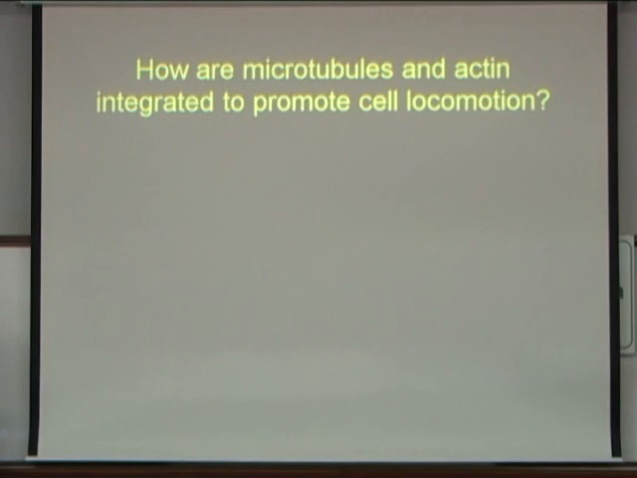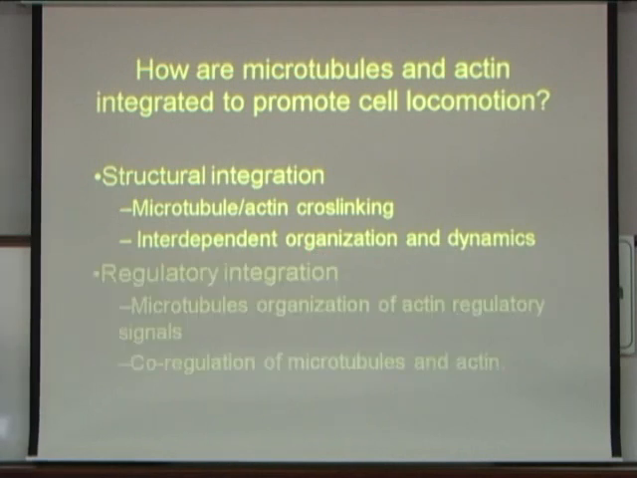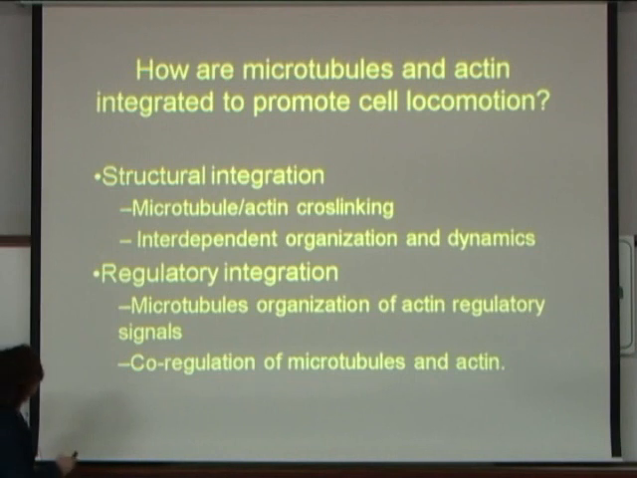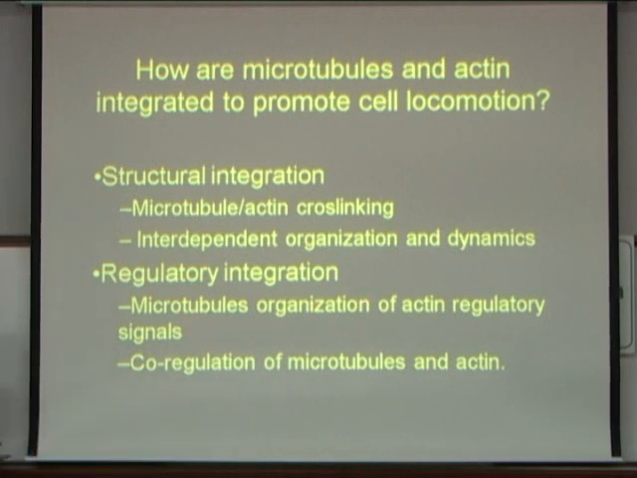So how are the microtubule cytoskeleton and the actin cytoskeleton integrated to promote directed cell migration? And we have two hypotheses for how they could interact with the actin. One is they could stick to them. They could have a structural interaction. Microtubules and actin could be stuck to each other and push each other around. And this would result in an interdependent organization and dynamics. Alternatively, there could be some regulatory integration where microtubules might organize signals that act on the actin, that tell the actin cytoskeleton what to do, because clearly the microtubules are in charge. You get rid of the microtubules, and the actin doesn't know where to go and do its job. So the microtubules could be putting signals in the right place at the right time.